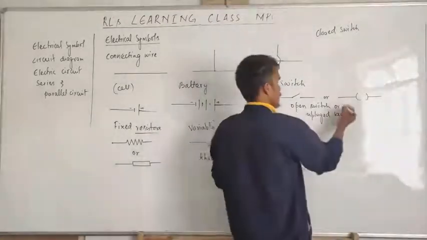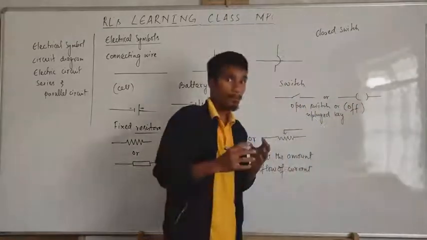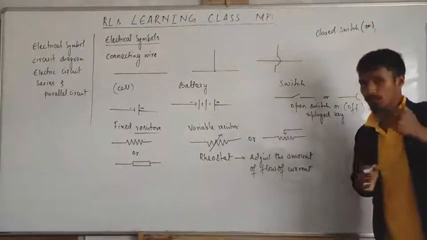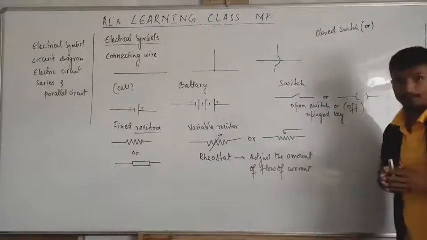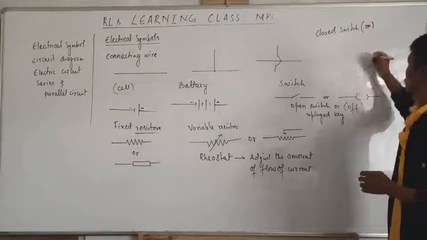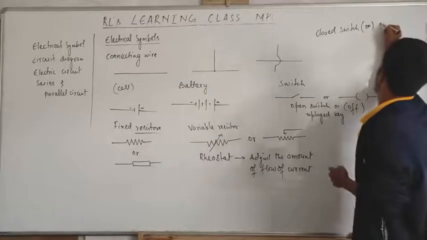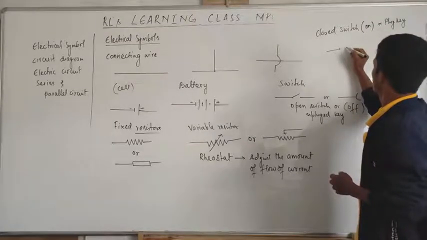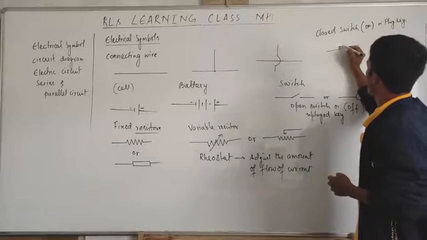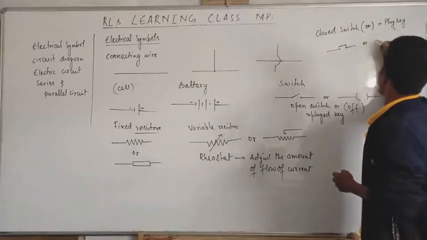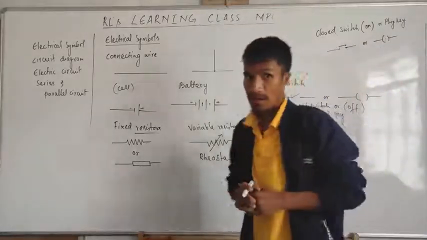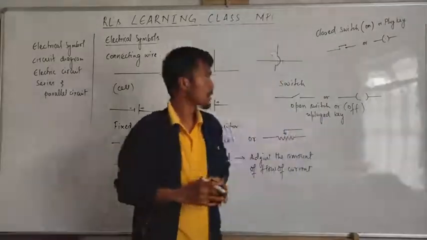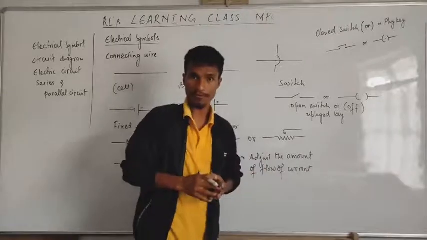Open switch means off, and close switch means on. We will come to why we call the open switch off and the close switch on. Then this will be called a plug key. Okay, the symbol for this would be, or this would be the symbol. Now remember the symbol for the open switch and the symbol for the close switch. Close means on, open means off.